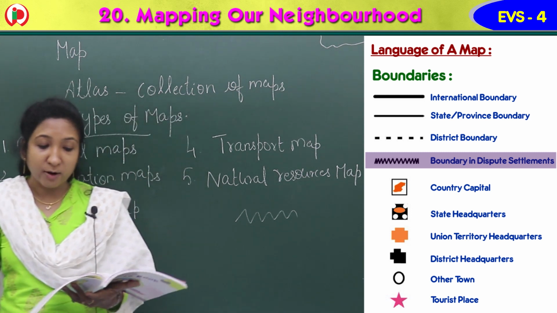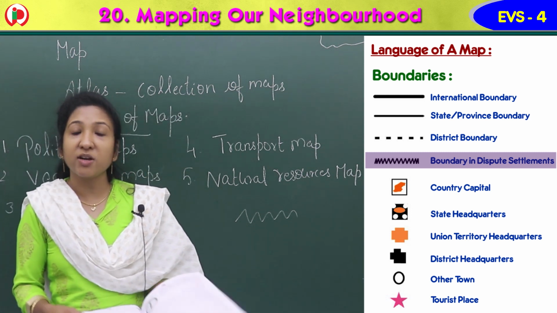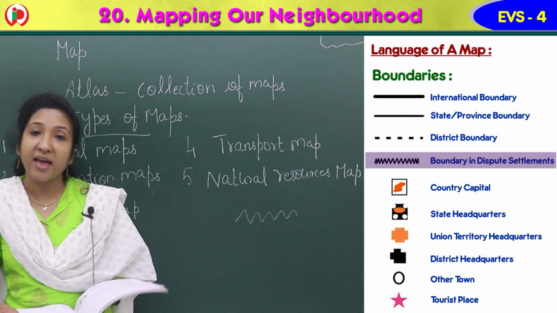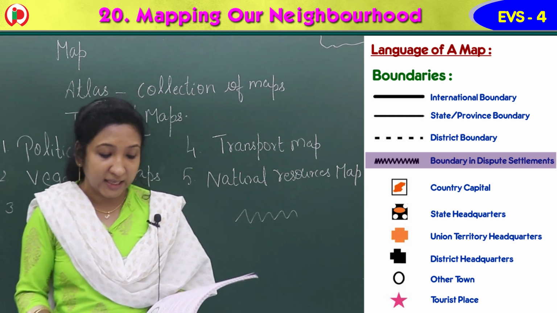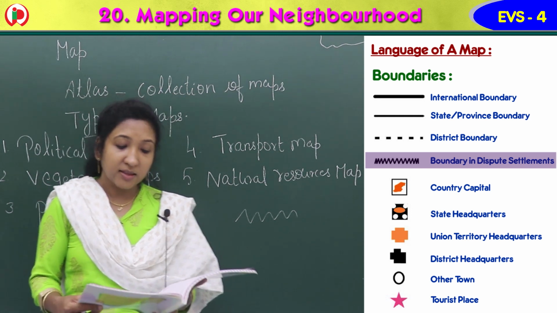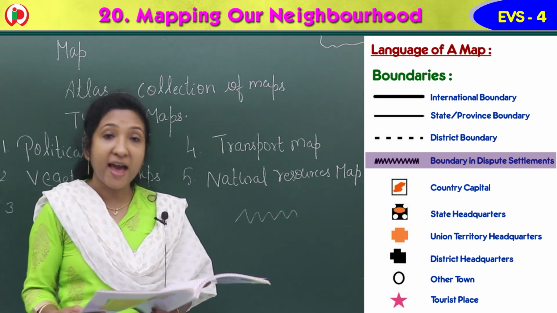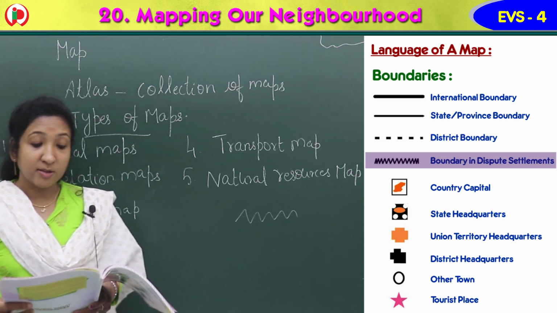So for boundaries, for the international boundary we have a thick border line, and for the state boundary we have a line not as thick as the international boundary. Then for the district boundary we have dotted lines, and for boundary and dispute settlements we have curved lines or a symbol.